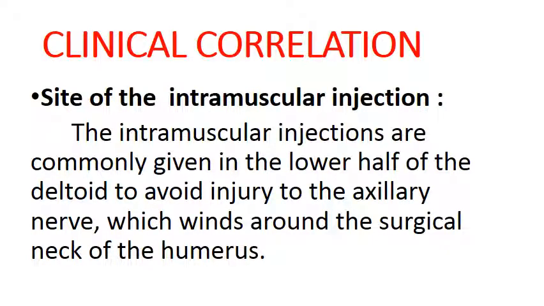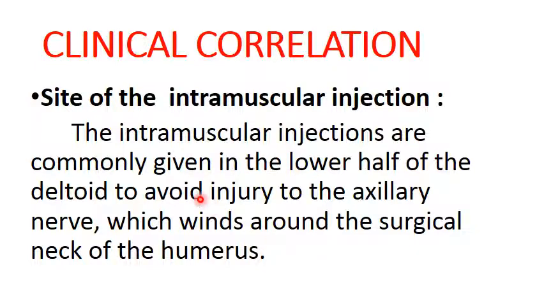Now moving to the clinical correlations. As you all know about the deltoid muscle origin and insertion, the nerve supply is by the axillary nerve. The axillary nerve encircles the surgical neck of the humerus, and the deltoid muscle is a site for intramuscular injections. How to give and where to give intramuscular injections, every clinician must know about it.